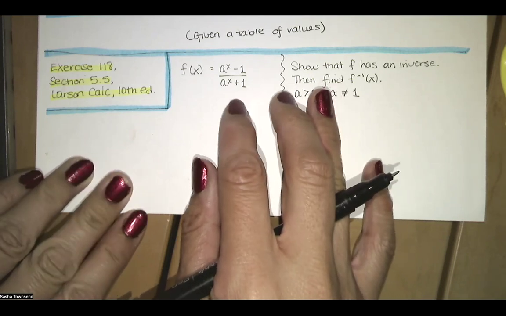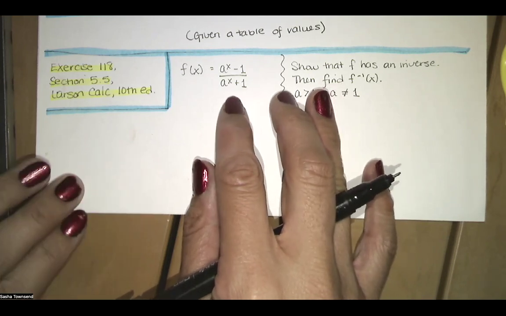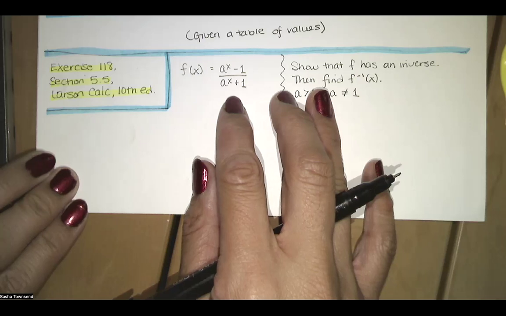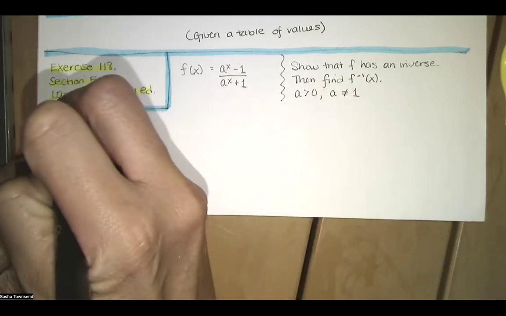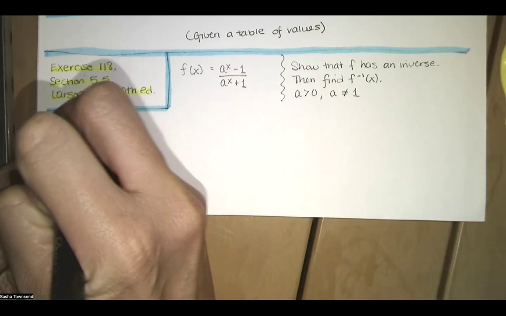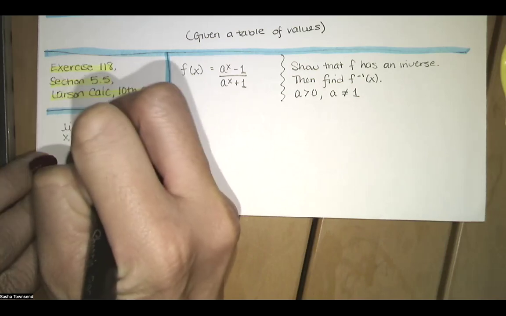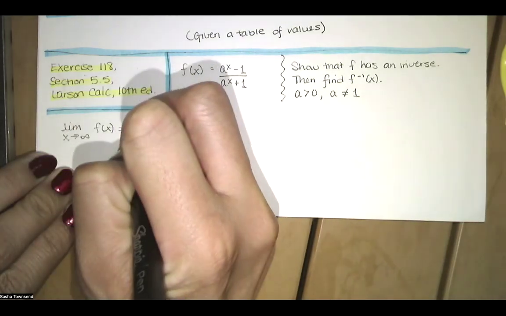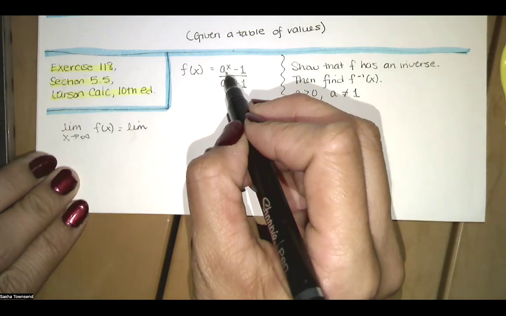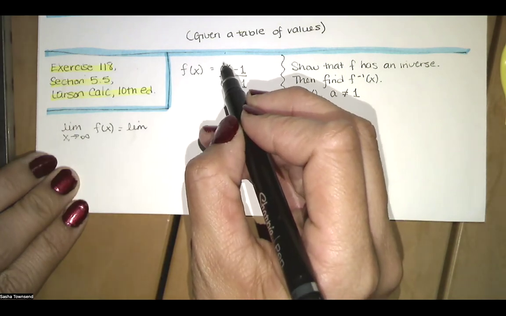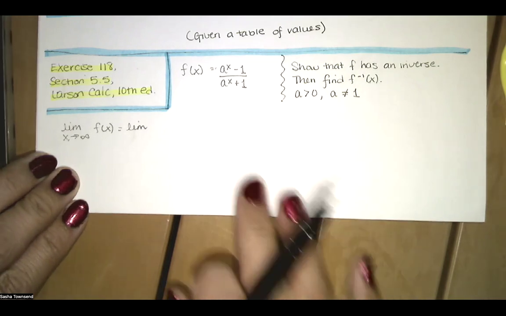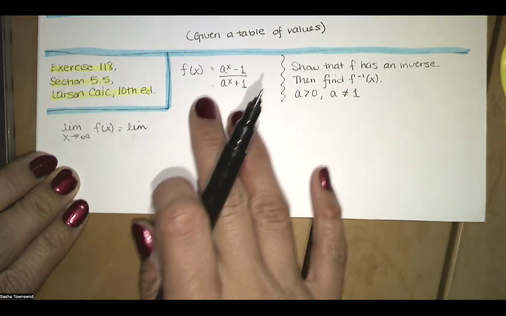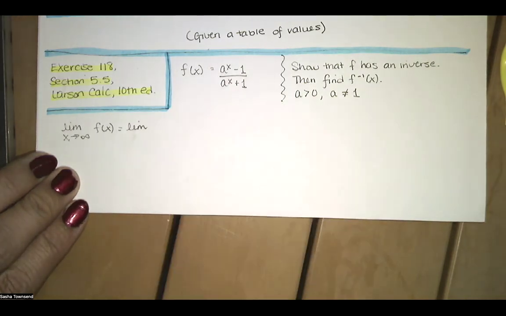In order to analyze this function, we might be interested in its behavior as x goes to positive and negative infinity. So let's look at the limit as x goes to infinity of f of x. First of all, I notice that if a is greater than 1, this is an infinity divided by infinity indeterminate form.